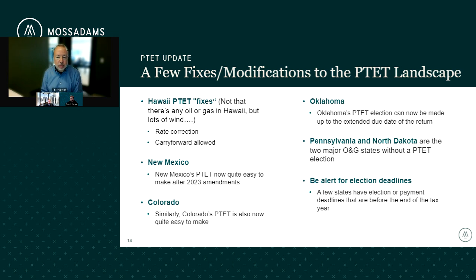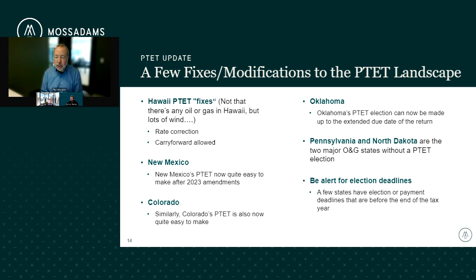I will note that Pennsylvania and North Dakota are two major oil and gas states, and they are two of the very few states that have not enacted a PTET election. I think if the SALT cap survives as a limit and the PTET election is not disabled, we probably will see Pennsylvania, at least Pennsylvania, give it another shot and try to adopt that and get that through their legislature.